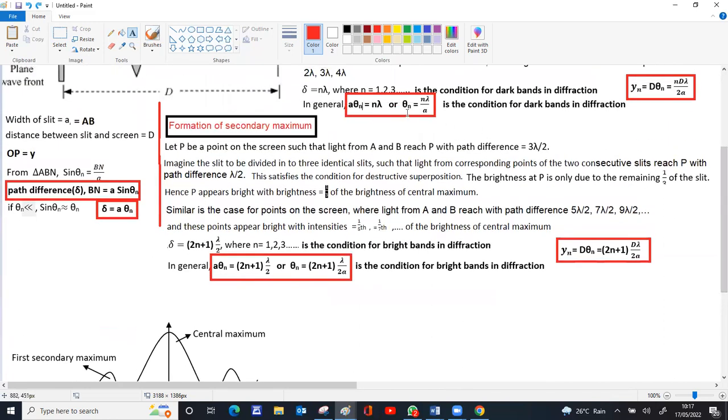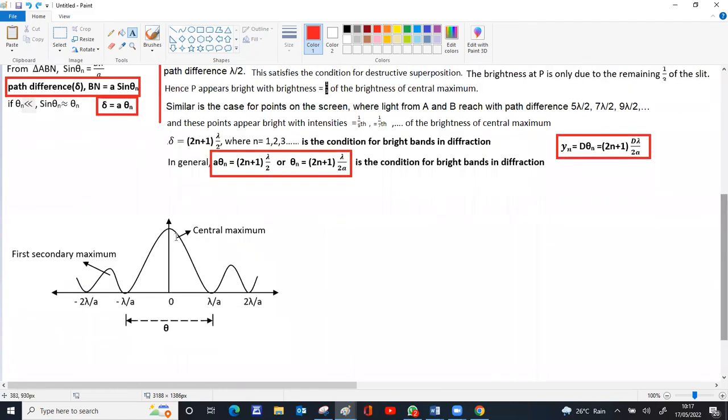If you put n equal to 1, you get the first darkest position, lambda by a, the first minimum. The central maximum ends with the first minimum. That's at lambda by a position, both left and right. So this spacing from minus lambda by a to plus lambda by a, that angle is called the angular width of the central maximum. So here to here is lambda by a, here to here is lambda by a. Total will be final position minus initial position: lambda by a plus lambda by a will be 2 lambda by a. That's the angular width of the central maximum.